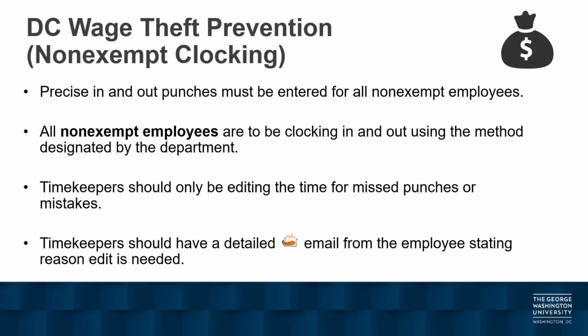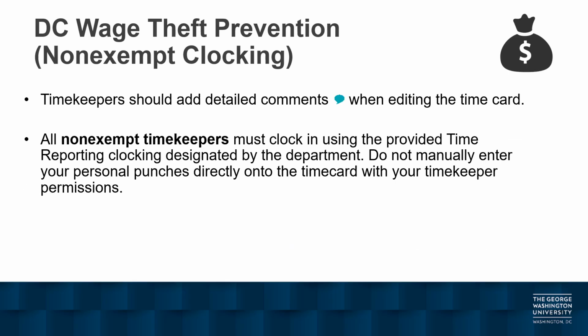DC wage theft prevention, non-exempt clocking. Precise in and out punches must be entered for all non-exempt employees. All non-exempt employees are to be clocking in and out using the method designated by the department. Timekeepers should only be editing the time for missed punches or mistakes, and timekeepers should have a detailed email from the employee stating the reason the edit is needed.